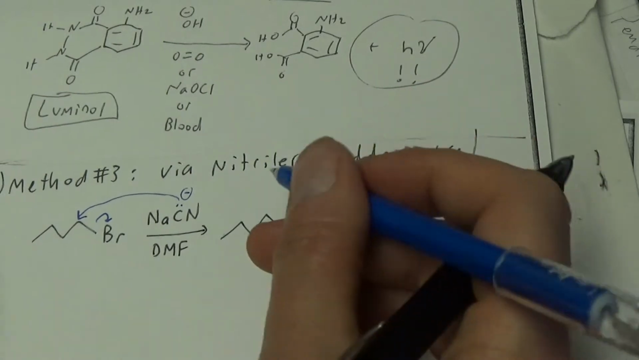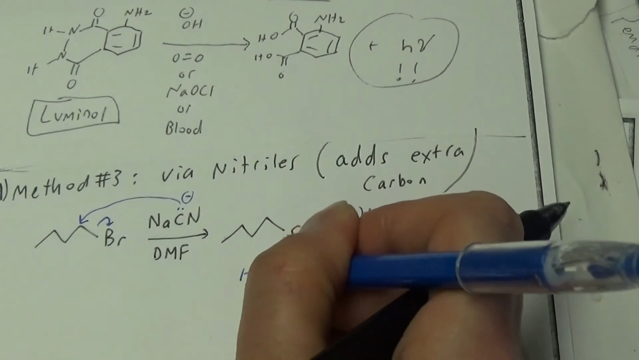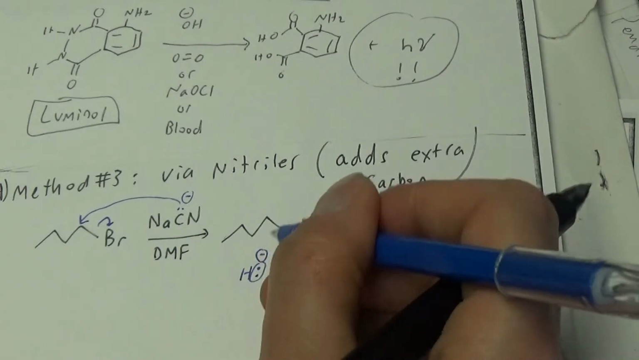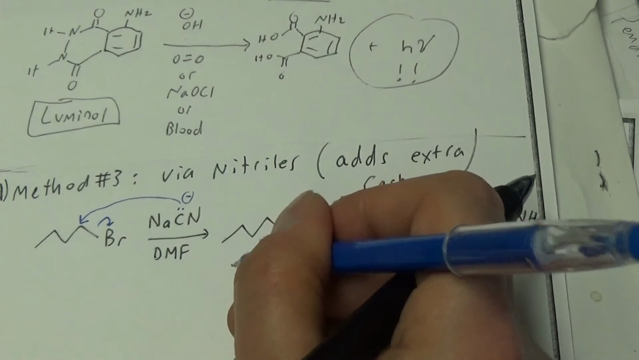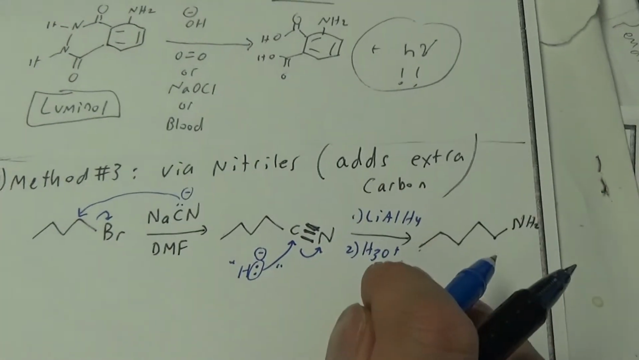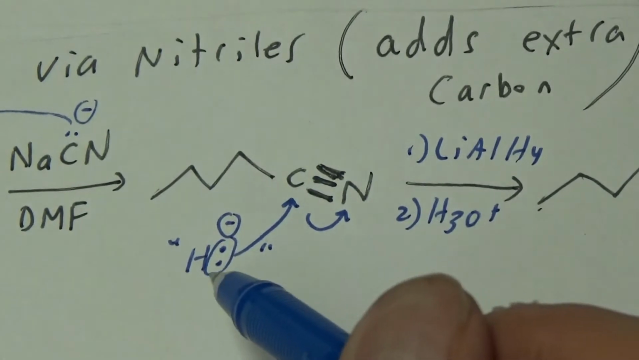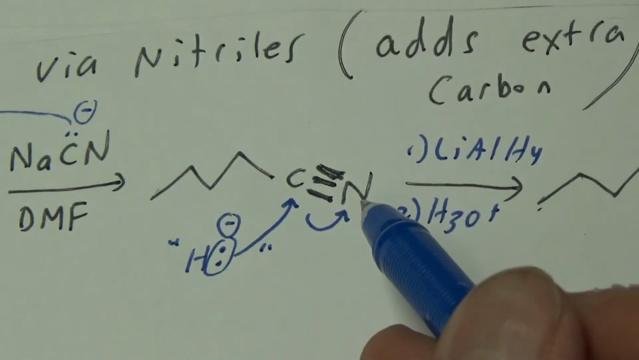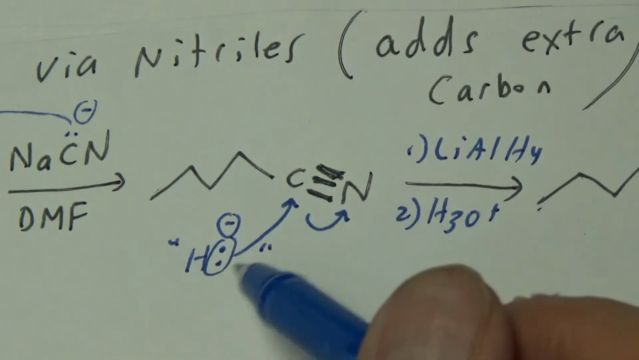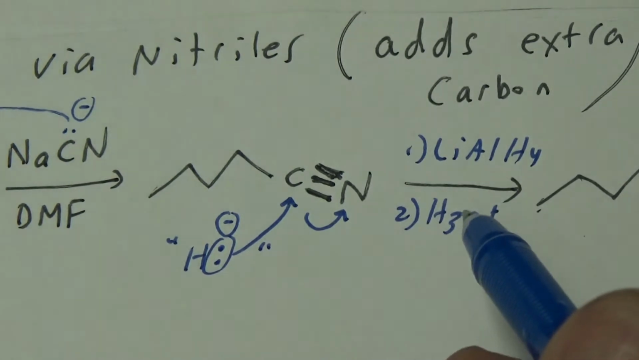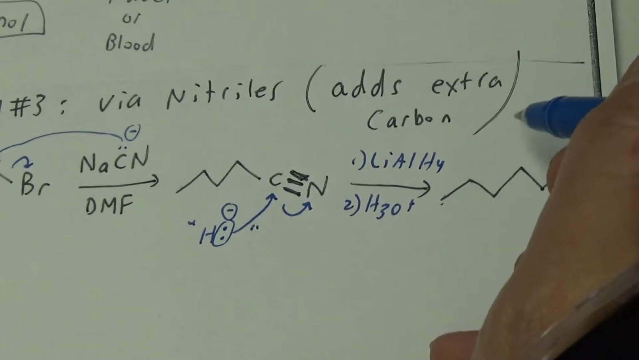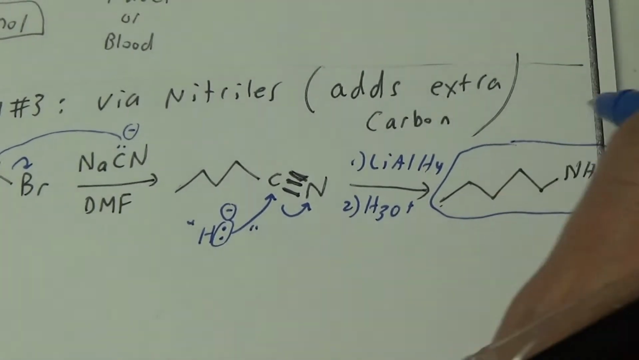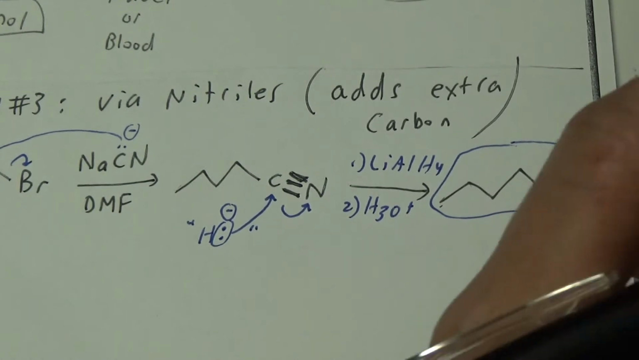And what's the mechanism of that? I'm not going to review that mechanism because you've seen it multiple times now. In a nutshell, hydride attacks. What happens is it attacks once and you get an N minus, and then it attacks again and you get an N2 minus. Then the acid protonates those N minuses, and you get 2 protons and a primary amine. So that is also one that you've seen.